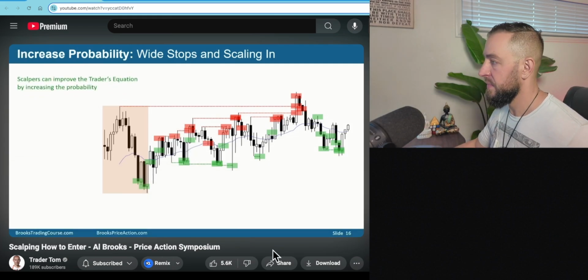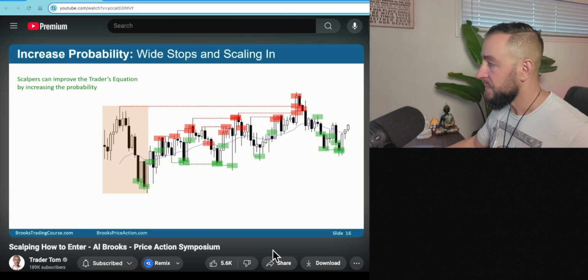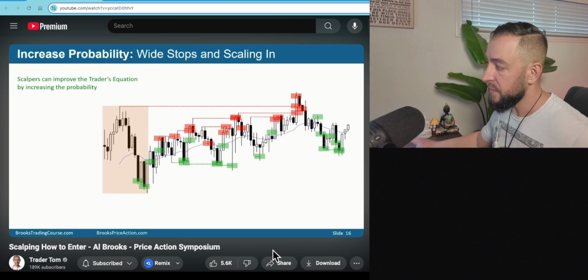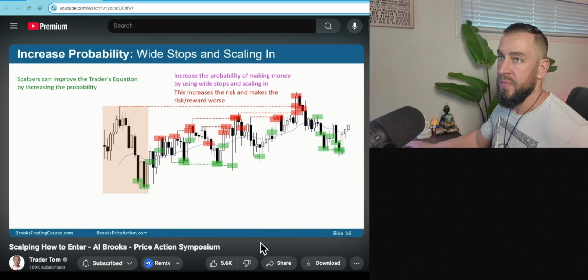Scalpers can improve their trader's equation by increasing their probability. They know what their risk is. They know where they put their stops. They know what their reward is. They're going for a scalp and they know how big it is. And they can improve their probability if they use wide stops and scale in. And that can make scalping in a trading range a profitable strategy. You can increase your probability high enough so that it overcomes the bad risk reward.